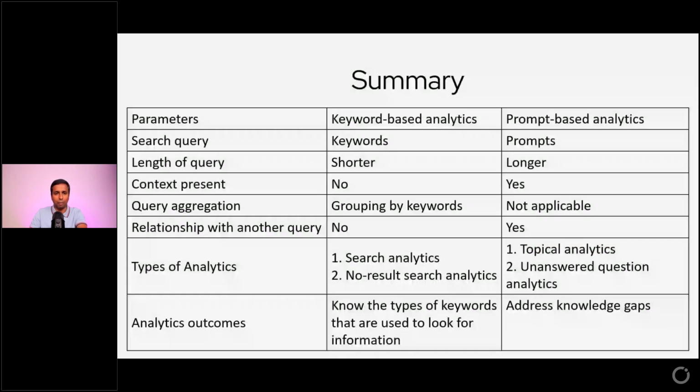So in summary, the keyword based search is based on keywords, while the GenAI powered search is through prompts. The length of the query can be shorter in keyword search. When I say shorter, it's usually the keywords, but in prompt based search the query length is longer. What we try to do with this analytics is that in the lexical search we group by keywords, but here that's not applicable. Here we do a lot of topical analysis, unanswered question analysis and citation analysis.